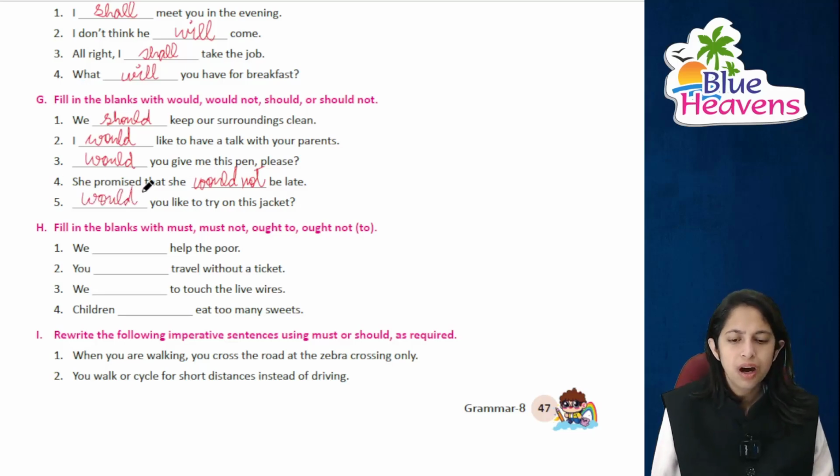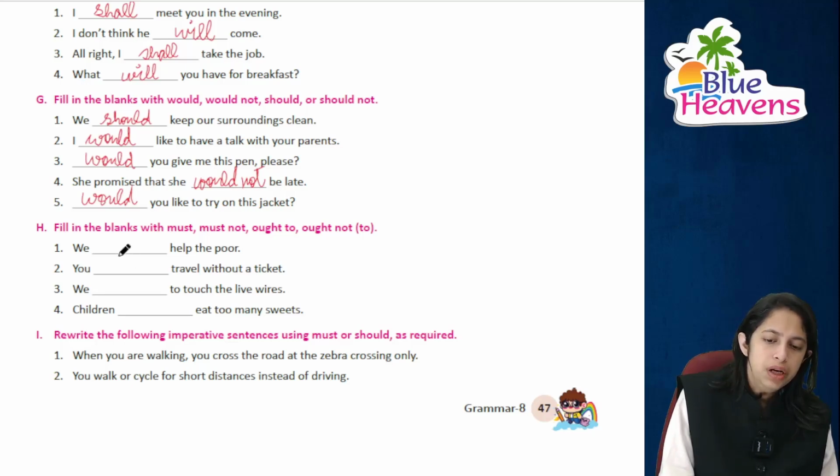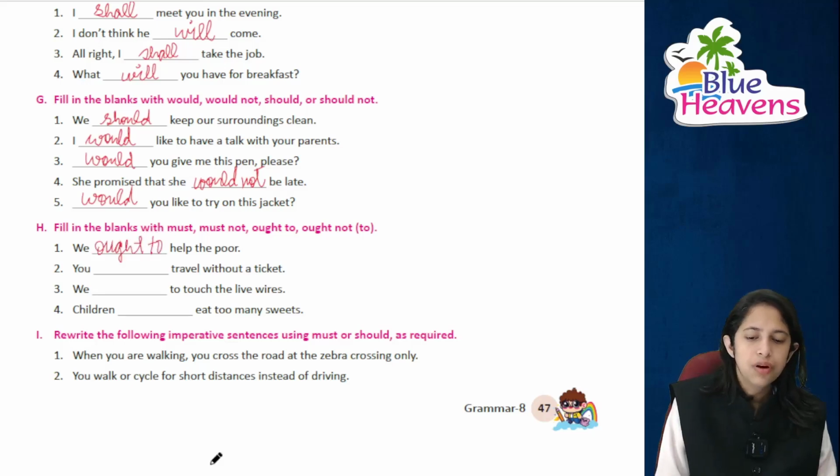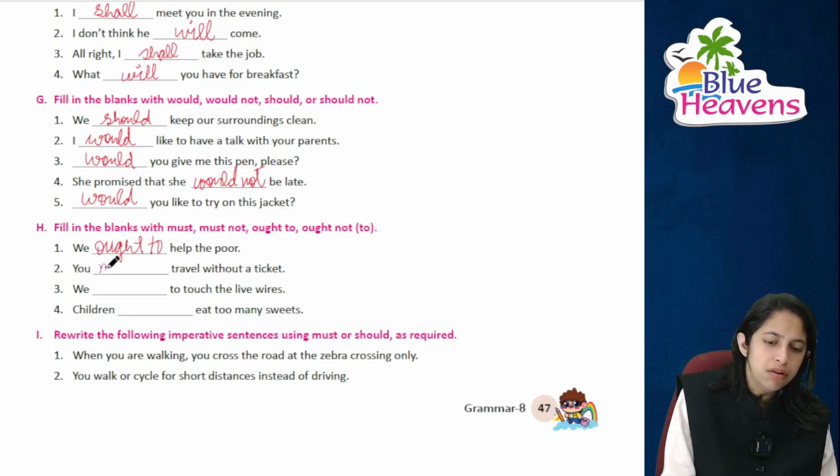Moving on to the next, you have to complete it with must not, ought to, ought not, right? We dash help the poor. We ought to help the poor, right? You dash travel without a ticket. You must not travel without a ticket. बिना ticket के आप मत जाइए.